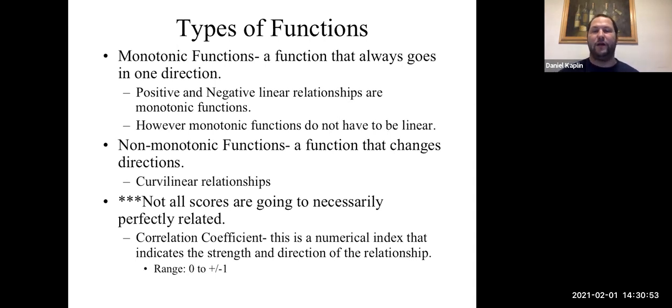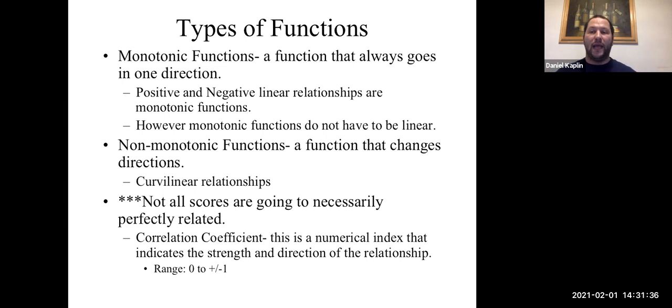Now, monotonic and non-monotonic functions. The word mono as a prefix means one, right? So a monopoly is one person who has a lot of real estate or has disproportionate power in an area. Monotonic means that the graph goes in one direction. So whenever you have a linear function, whether it be positive or negative, that would be a monotonic function. Now, you also can have nonlinear functions which are still monotonic.